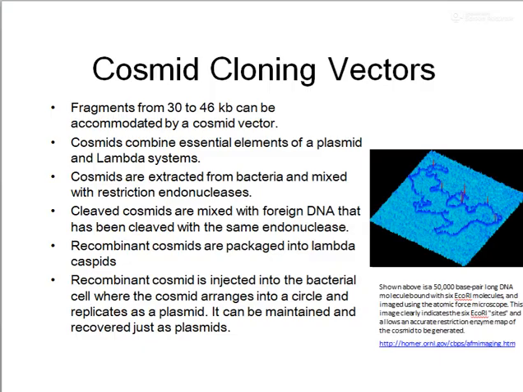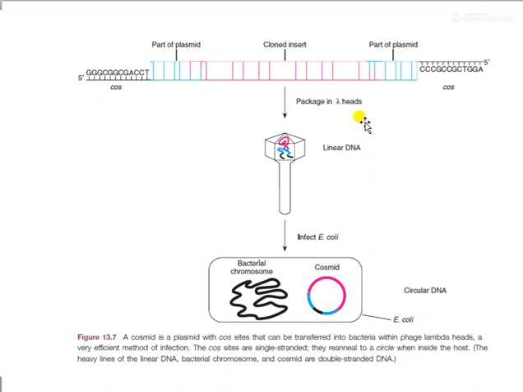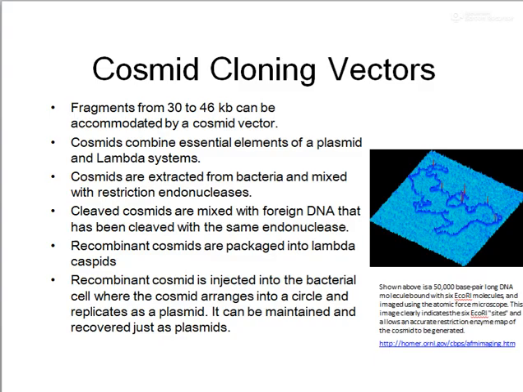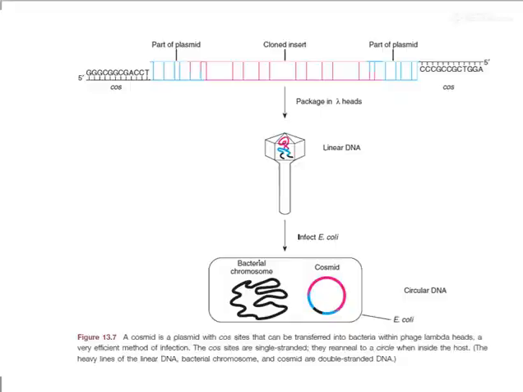And this recombinant plasmid is packaged into the lambda capsids. That's what we are doing here. And the recombinant cosmid is then injected into the bacterial cell, where the cosmid arranges into a circle and replicates as a plasmid. It can be maintained and recovered just as a plasmid. So once these phages infect the E. coli cells, you can see that the cosmids will multiply over there. They will circularize and function just like a plasmid itself.